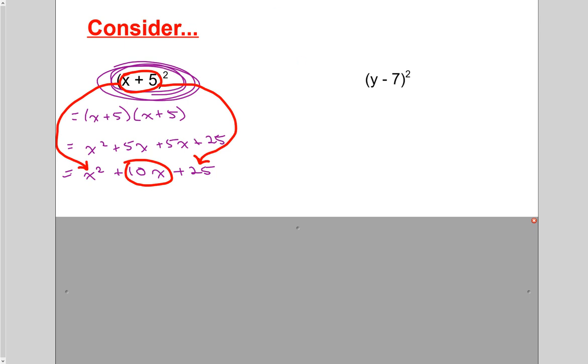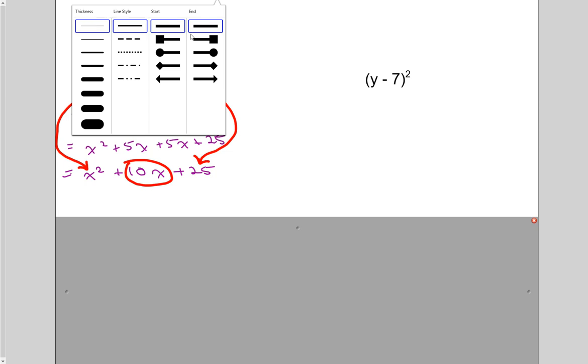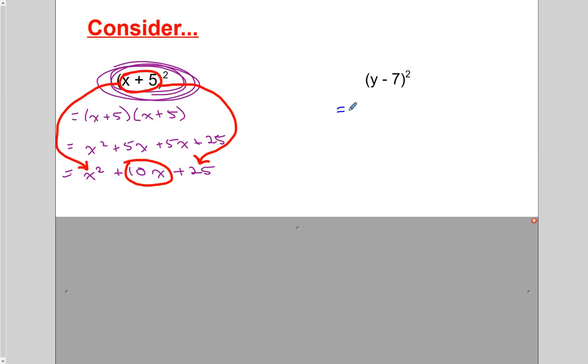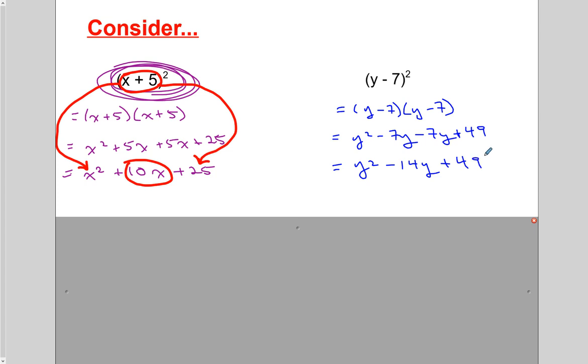I'm going to do another one while you consider that, and we'll see if we can come up with a general rule. So this one we're going to end up with y minus 7 times y minus 7. Multiply through the brackets, we've got y squared minus 7y minus another 7y. You'll notice it's going to always be two of the same. Plus 49 for the 7 times 7. Okay, let's simplify. y squared minus 14y plus 49.